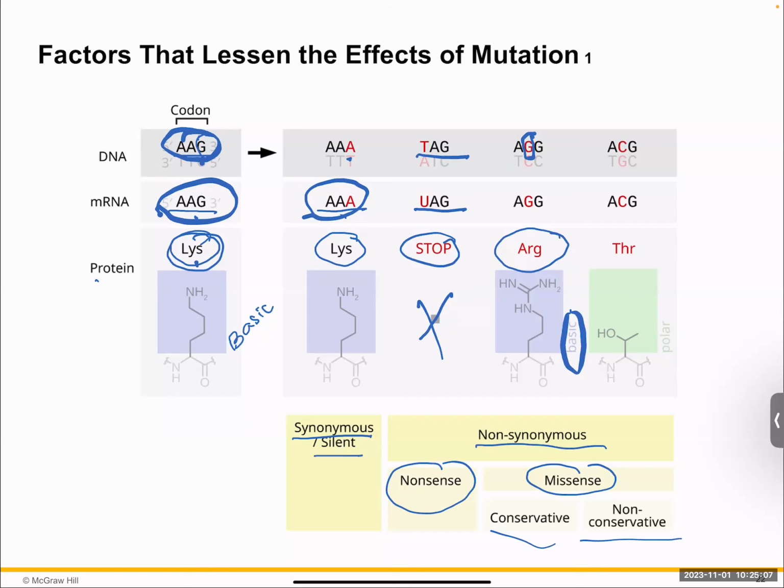On the other hand, if you take the AAG original sequence and change it to ACG, now you're encoding for threonine, or THR, and this is a polar amino acid. So you're changing a basic amino acid to a polar amino acid. This is called non-conservative because the original nature of the amino acid was not saved.